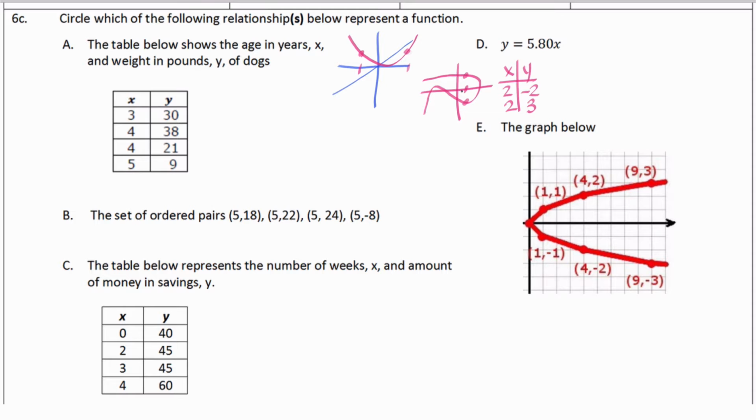So that's what I'm looking for when I'm looking at all of these tables. So on this first one, the table shows the age in years and weight in pounds of dogs. So I have age and weight.